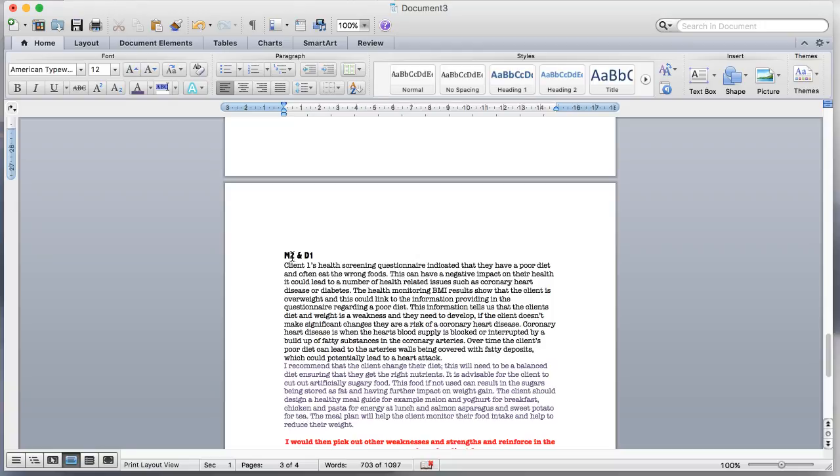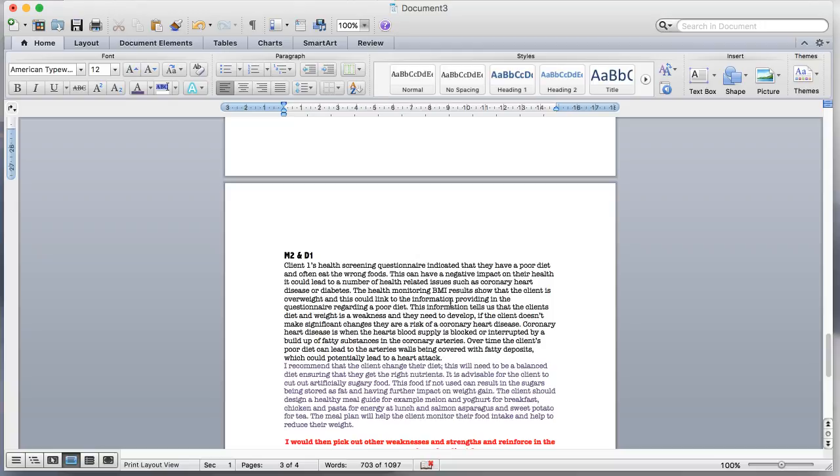So here, you have to describe the strengths and areas for improvement of 2 contrasting individuals using the information from the health screening questionnaires and your health monitoring test. So here I've gone client 1's health screening questionnaire indicates that they have a poor diet and they often eat wrong foods. This can have a negative impact on their health and could lead to a number of health related issues such as coronary heart disease or diabetes.